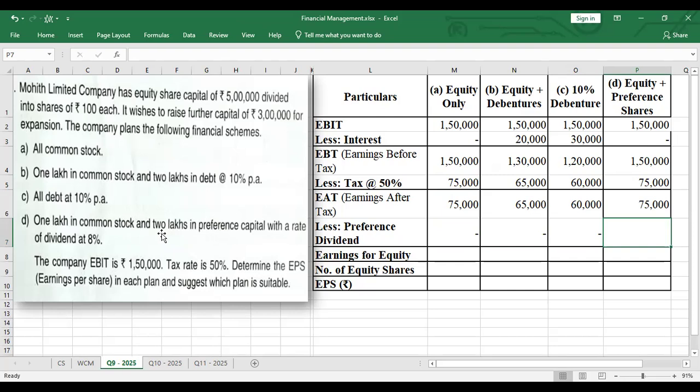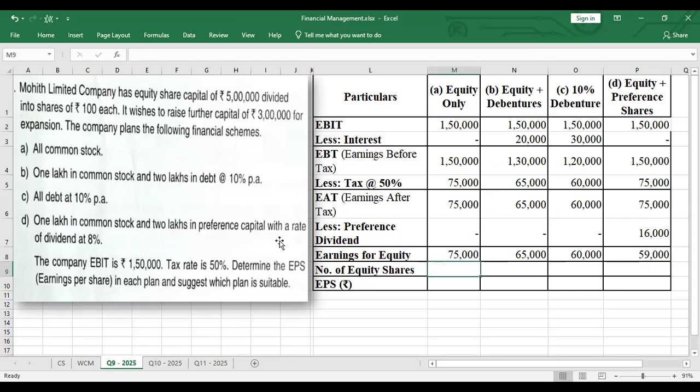How much amount are we getting from preference share? 2 lakh. 2 lakh into 8%, that is 16,000. Simplify and you will get earning for equity shareholders: 75,000, 65,000, 60,000. 75 minus 16, that is 59,000.